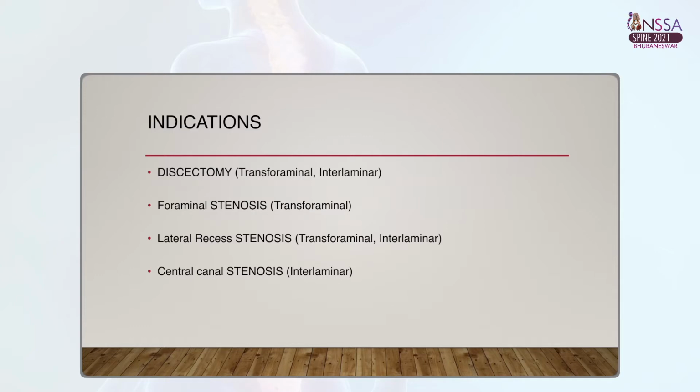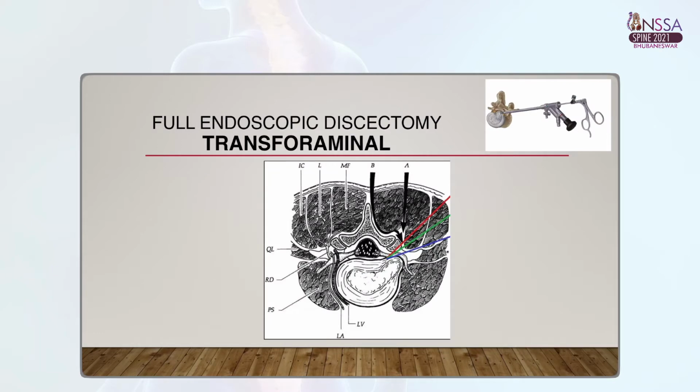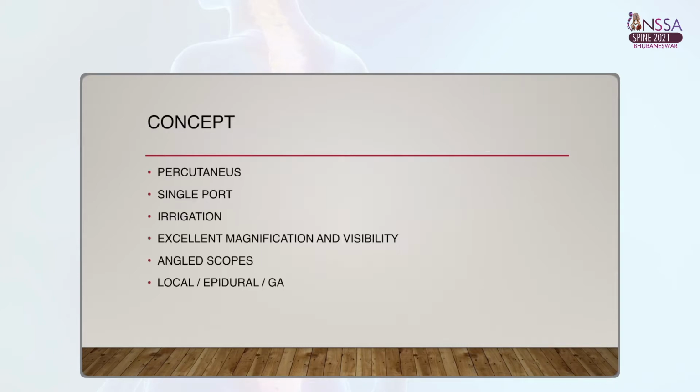Endoscopic procedures can be done for all problems of spine, especially discectomy, brachiosaurine stenosis, lateral recess stenosis, and central canal stenosis. Nowadays, we use this technique for even endoscopic PLIF. Coming to transforaminal technique, it's a posterolateral technique where we enter from around 10 to 14 centimeter from the midline, depending upon the pathology, whether it is medial, lateral, foraminal, or extraforaminal.